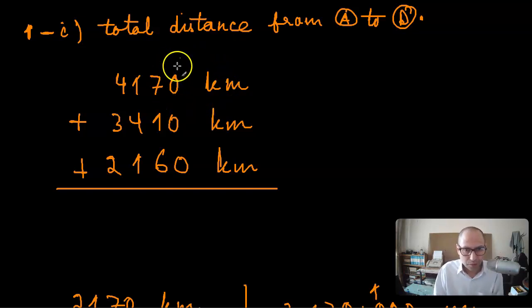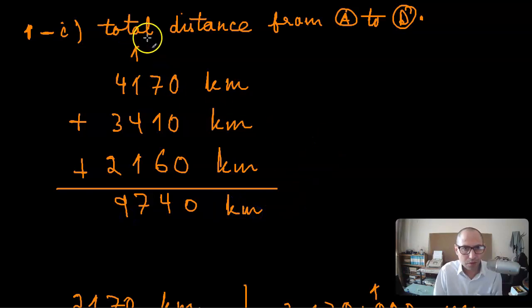So then if you do the addition, 0, 6 plus 7 is 13, 14, 1 carryover, 1, 2, 6, and 7. And then you have 4 plus 3 is equal to 7 plus 2 is equal to 9. And then the unit is kilometer. So that means that the total distance covered from A to D is, for example, 9,740 kilometers, right?